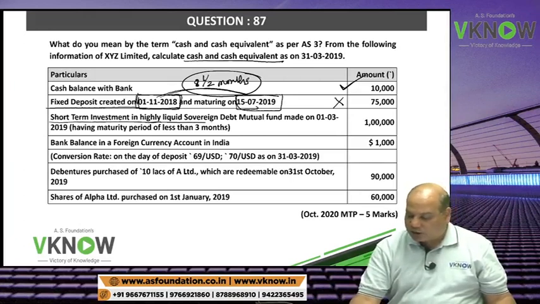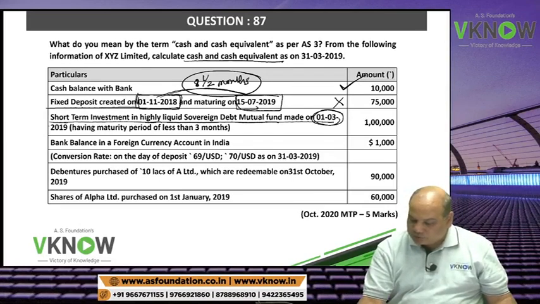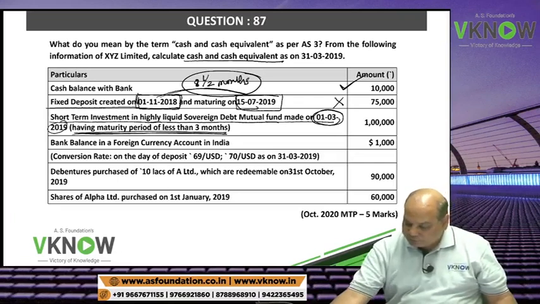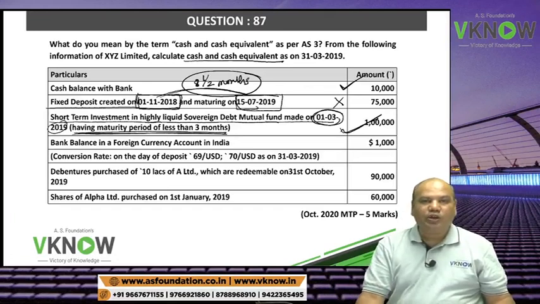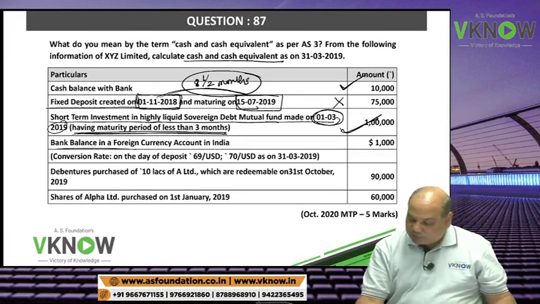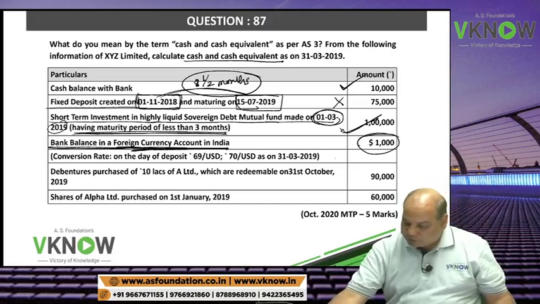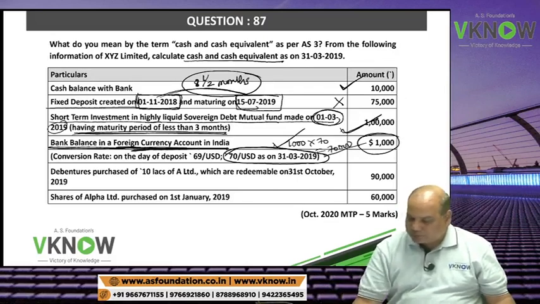Short term investment in highly liquid mutual fund, this was made on 1st March 19, and here it is written having maturity period of less than 3 months. So this 1 lakh will be included in cash equivalent. Bank balance in foreign currency in India. So all bank balance in India or outside India will be considered, but this is given in dollar. So we will multiply by closing rate, 1000 into 70, 70,000 rupees will be considered.